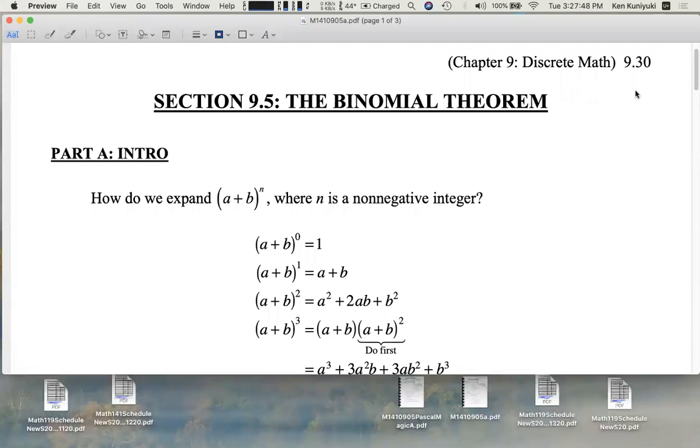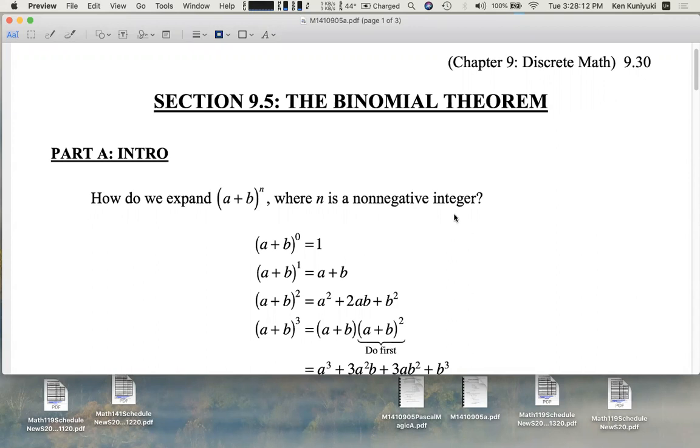Hi everyone, let's do section 9.5 on the binomial theorem, which can itself be proven by induction, 9.4. And actually, you're going to do this in calculus as well, as we'll see. But this is in and of itself an interesting algebra problem. So how do we expand a plus b all to the n, where n is a non-negative integer?